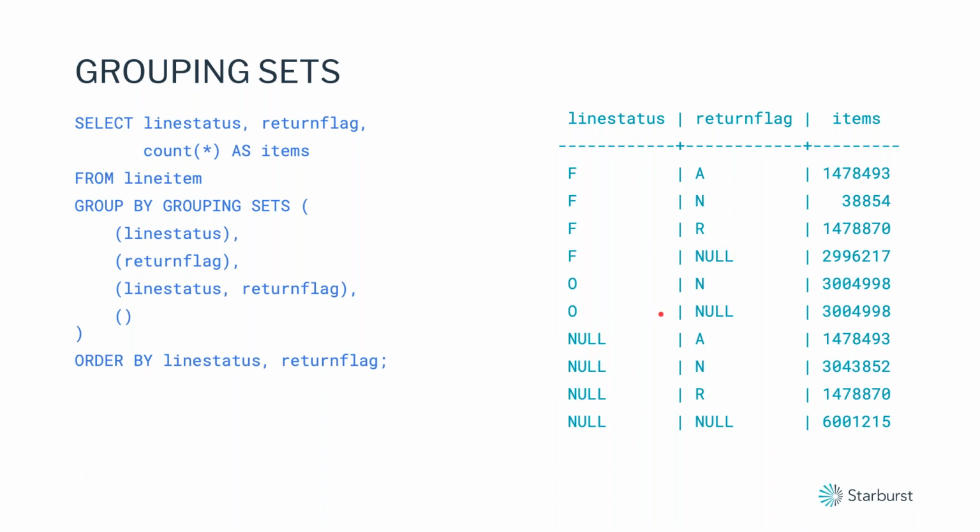And the grouping function will tell you which one of the grouping sets these are, so that you can actually turn that null into something more specific that matches your data set.